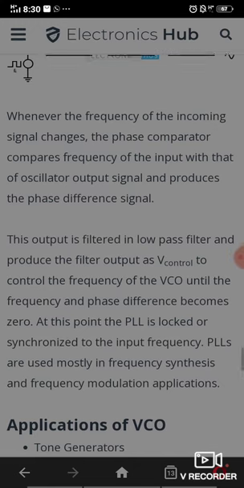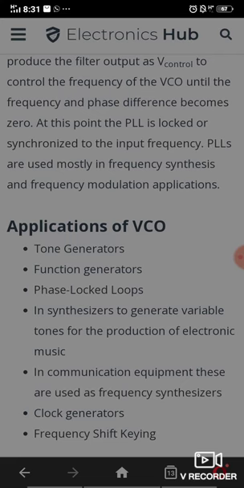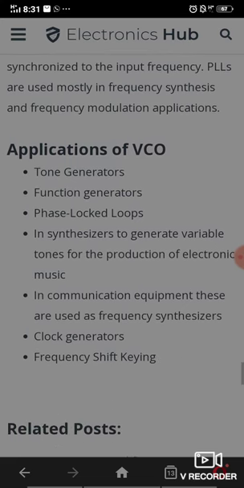So there are very great applications of VCO: tone generator, function generator, and phase lock synthesizer to generate variable tones for the production of electronic music. In communication equipment, these are used as frequency synthesizer, clock generator, frequency shift keying, and so on.